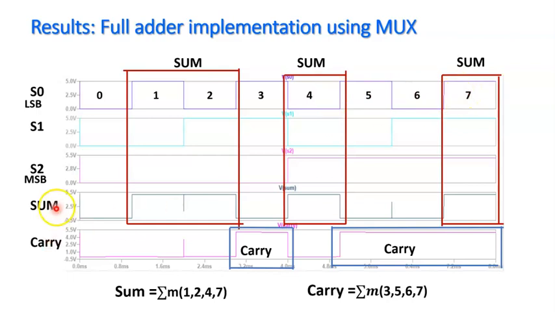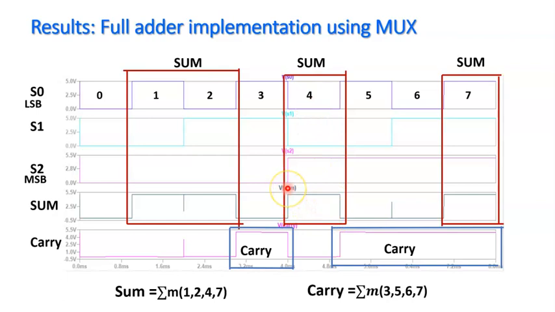There are two outputs, sum and carry. So let us understand the sum first. What are the minterms for the sum? 1, 2, 4, 7. That means for all these 1, 2, 4, 7 combinations, I should get the sum as a 1. And that is how you can see here, 1, 2: I am getting the sum as high. I have marked this in a red color box. Then for 4, I am getting the sum high again.